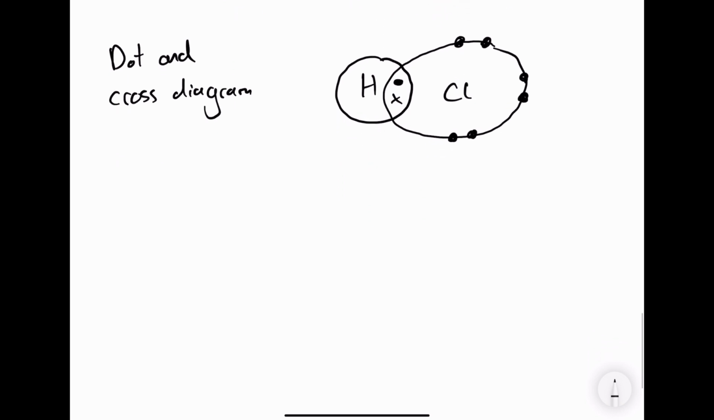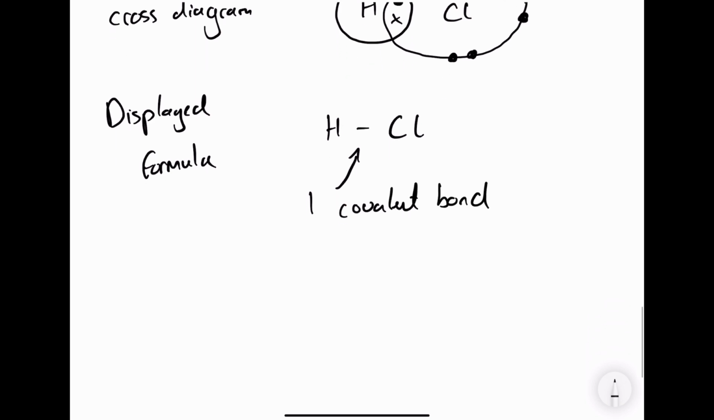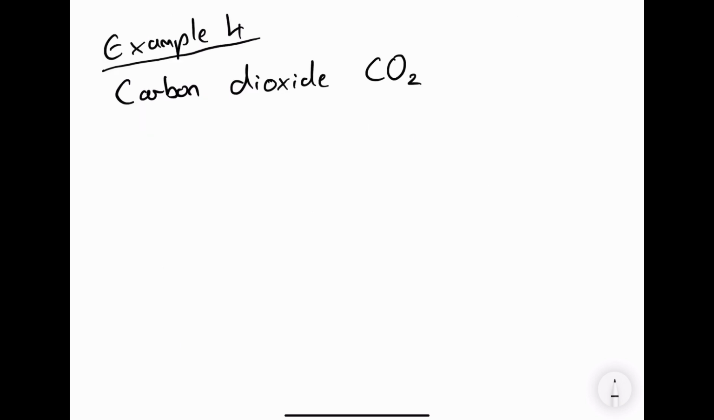The displayed formula would look something like this, showing one covalent bond, and the molecular formula would look something like this. Because in one molecule of hydrogen chloride, there's one atom of hydrogen and one atom of chlorine.